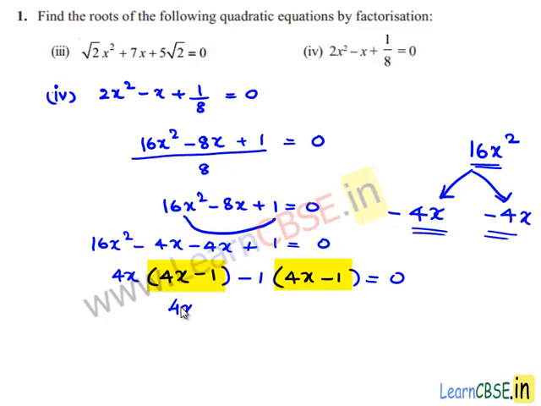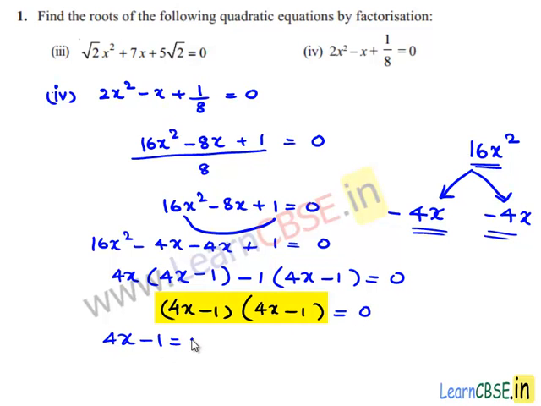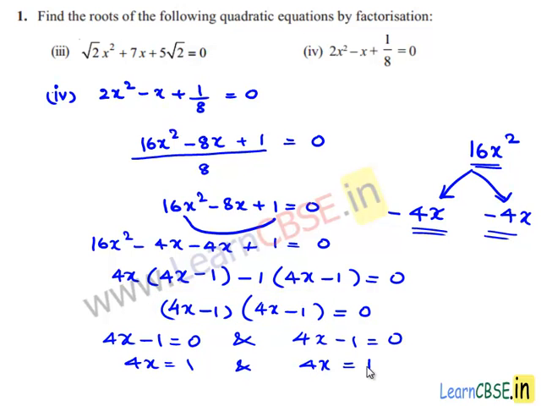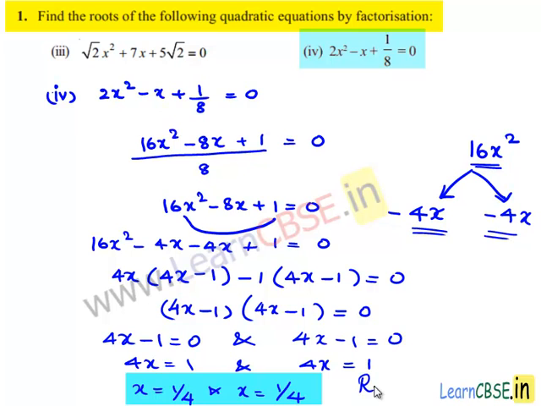Now taking 4x minus 1 as common, the remaining terms will be 4x minus 1. This is equal to 0. We can write 4x minus 1 is equal to 0 and 4x minus 1 is equal to 0. 4x is equal to 1 and here also 4x is equal to 1. Therefore x is equal to 1 by 4 and x is equal to 1 by 4. Therefore this equation has the repeated roots which are 1 by 4 and 1 by 4.